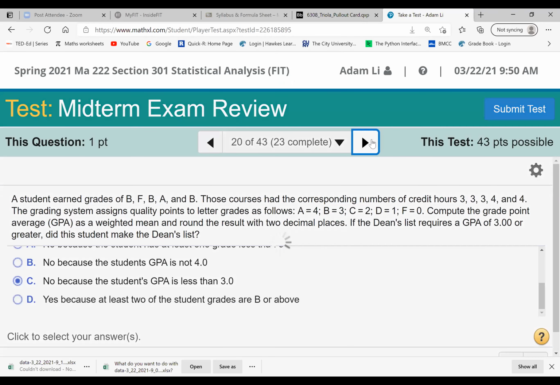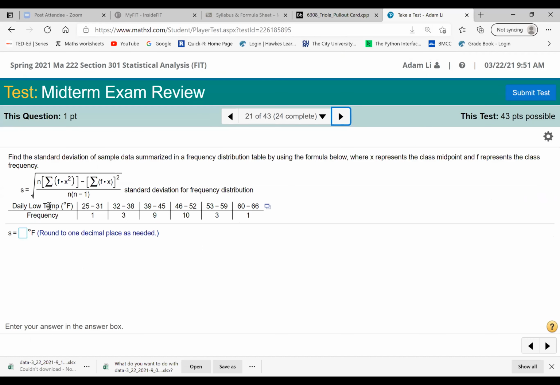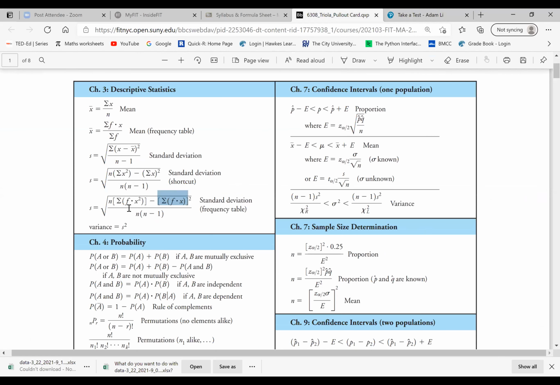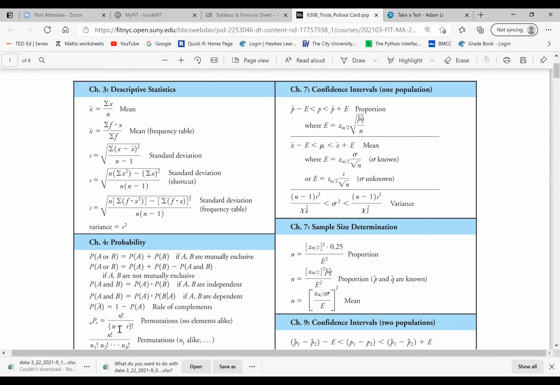That's question 20. Question 21 is talking about the standard deviation for the frequency distribution table. One more time, we're going to use this formula, the standard deviation for a frequency table. We need to know f times x squared and f times x. This is exactly similar to the examples from your Excel project number 3. You have a frequency distribution table and you want to get to the standard deviation. That's how we apply that.